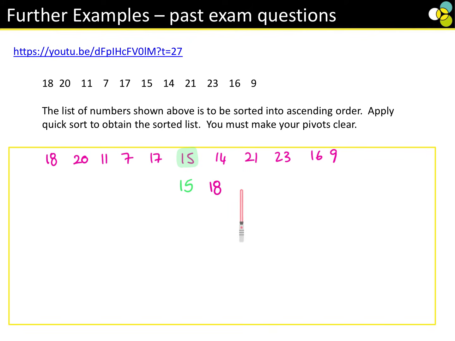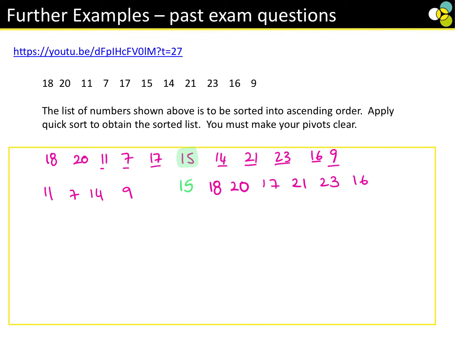The next number, 20, this side. The next number is 11. That goes on this side. Next number, 7, this side. 17 is greater than 15, so it goes on this side. 14 is less than, so this side. 21, greater than 15, goes on this side. 23, greater than, goes on this side. 16 is greater than, goes on this side. And 9 is less than, it goes on this side.